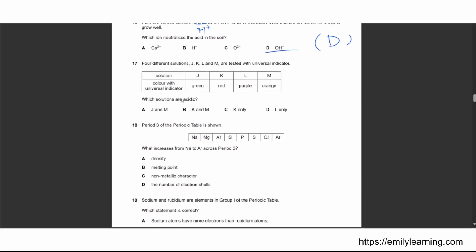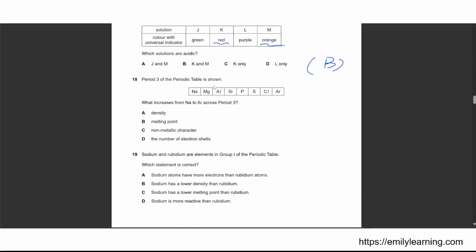Next, which of the following are acidic? You have 4 different solutions. They are tested with the universal indicator. For universal indicator, when the color is red and orange, it is acidic. For purple, it is alkaline. For green, it is neutral. So K and M are acidic. So the answer is B.